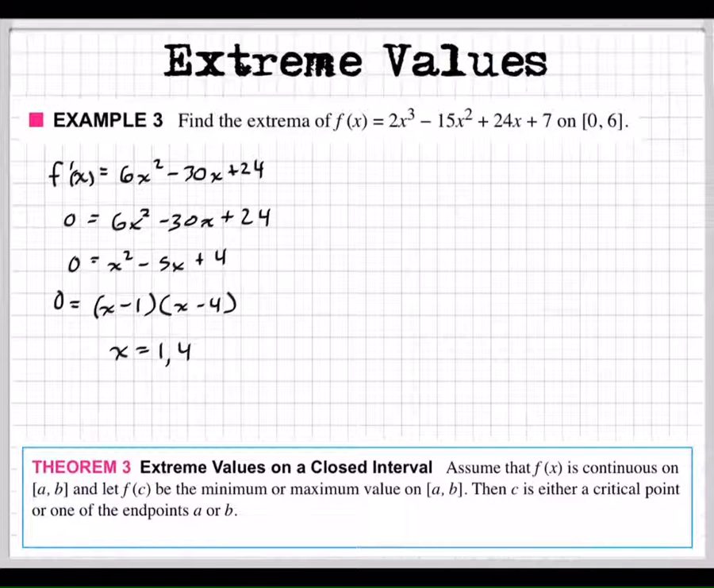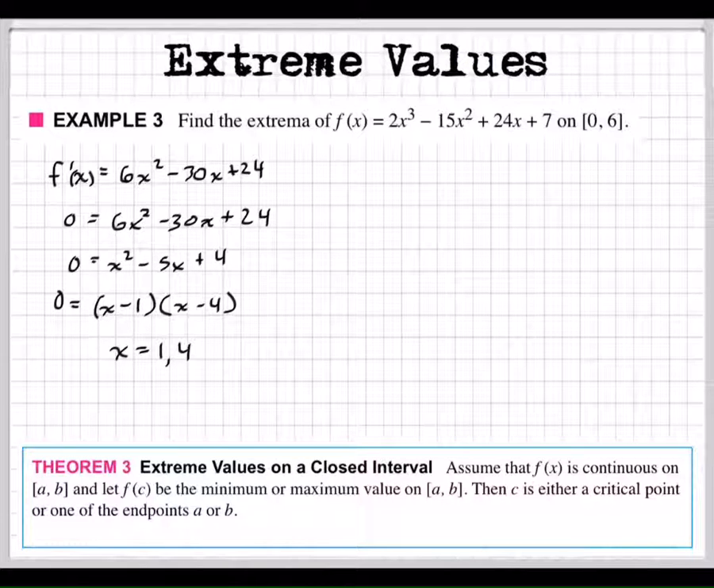Okay? Is there anywhere where the slope would be undefined? Well, not for this one because it's a polynomial. You only have to worry about undefined things like if there's a radical or if there's a variable on the bottom of a fraction. So we don't have to worry about right here. But we also have to worry about the endpoints.